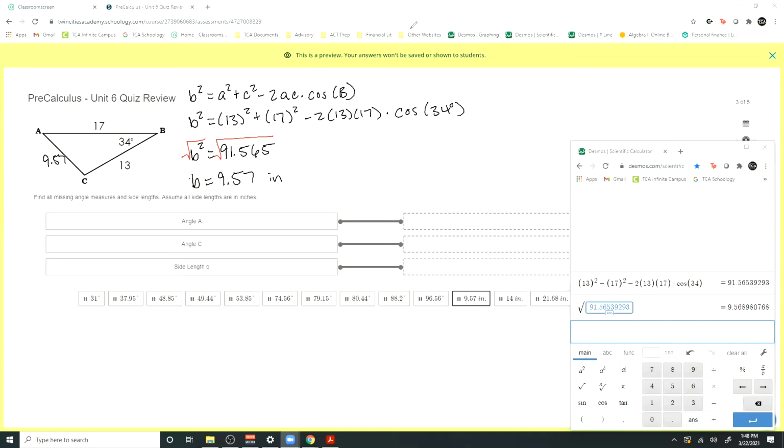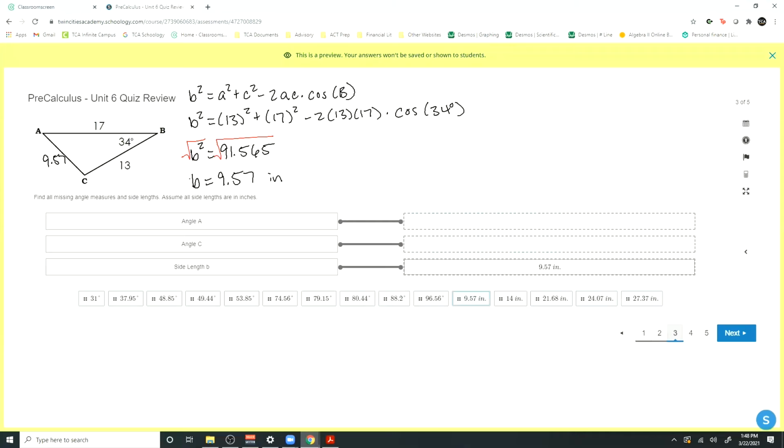Which does appear right here. All right, now that I know what side length B is, I've got an angle and its opposite side length. So I no longer have to use law of cosines if I find that law of cosines is more confusing or just takes longer to use. I can now use law of sines because I've got an angle and its opposite side.